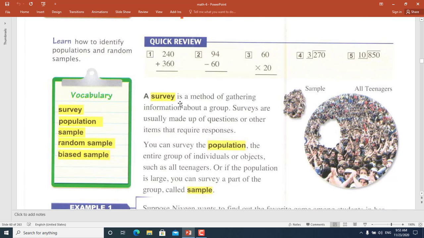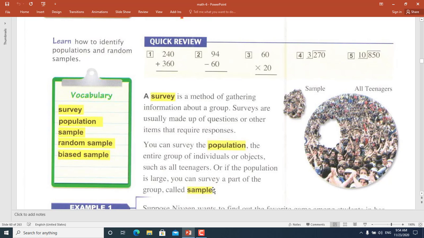A survey is a method of gathering information about a group. Surveys are usually made up of questions or items that require responses. You can survey the population, the entire group of individuals or objects, such as all teenagers. So that's an example of a population. If the population is large, that means it's very big, you can survey a part of the group.